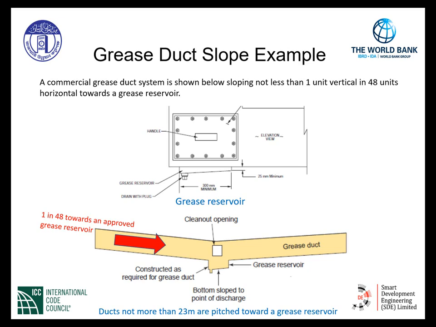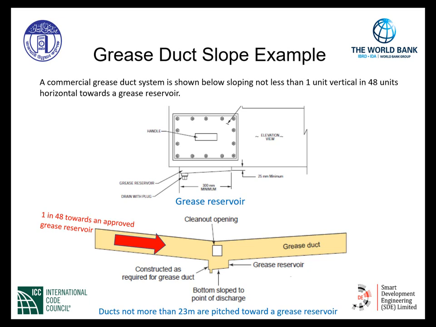As indicated in the graphic, the ducts are not more than 23 meters long, and they are pitched towards a grease reservoir. The top graphic indicates a grease reservoir. The grease reservoir has been designed in this particular application as being 300 millimeters minimum and a minimum of 25 millimeters from the point of the drop below the horizontal duct to start the slope to the drain plug outlet.